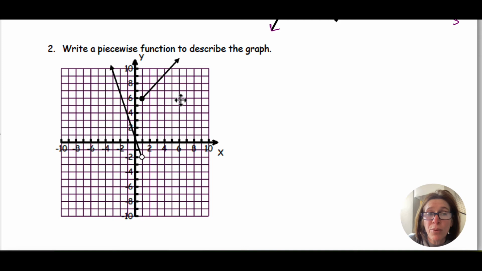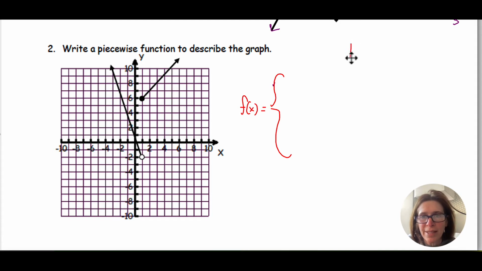Okay, so we can see that we have line graphs, so that makes it really helpful. So for the first one, I'm actually going to get started. I see I have two parts, so I know when I'm writing my function, I'm going to have two parts to it. So f of x equals.